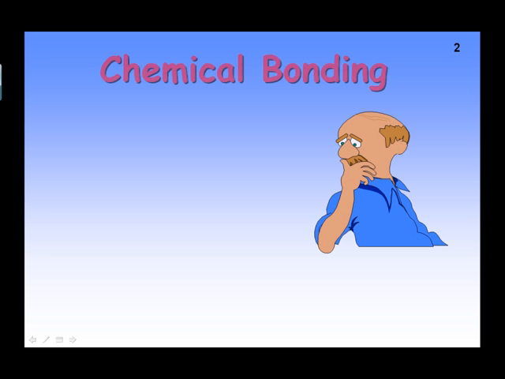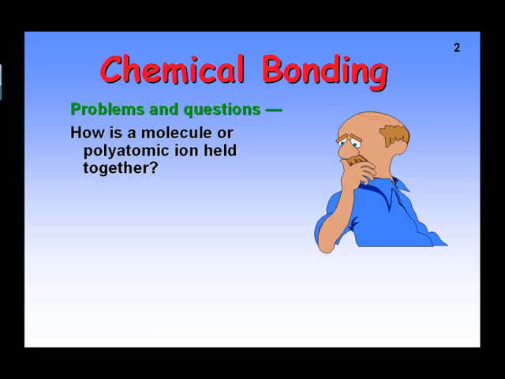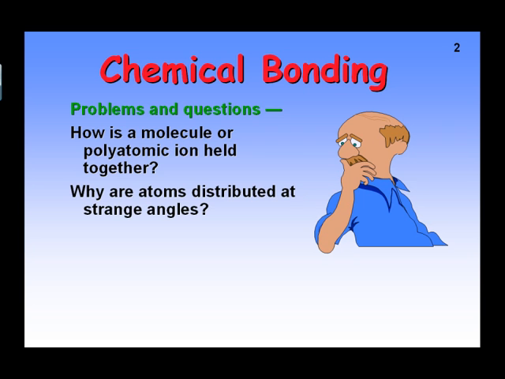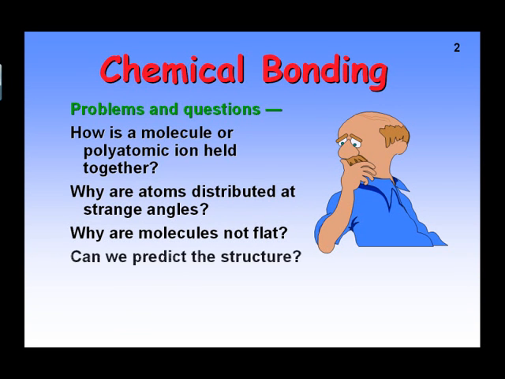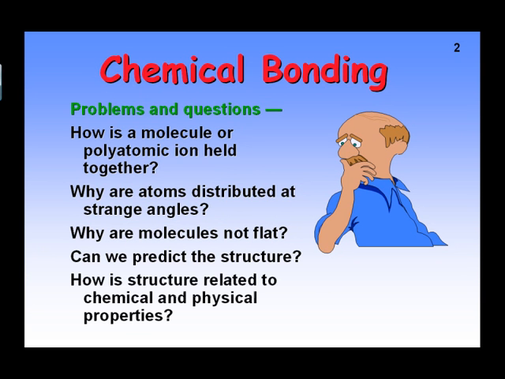We will be able to determine how a molecule or polyatomic ion is held together, and why atoms are distributed at such strange angles. So we're going to take a look at the 3D structure of molecules and actually try to draw them three-dimensionally. Why are molecules not flat? And what kind of properties do these 3D structures then give these molecules? Can we predict the 3D structure of the molecules? And then how do those particular structures give those molecules certain chemical and physical properties?